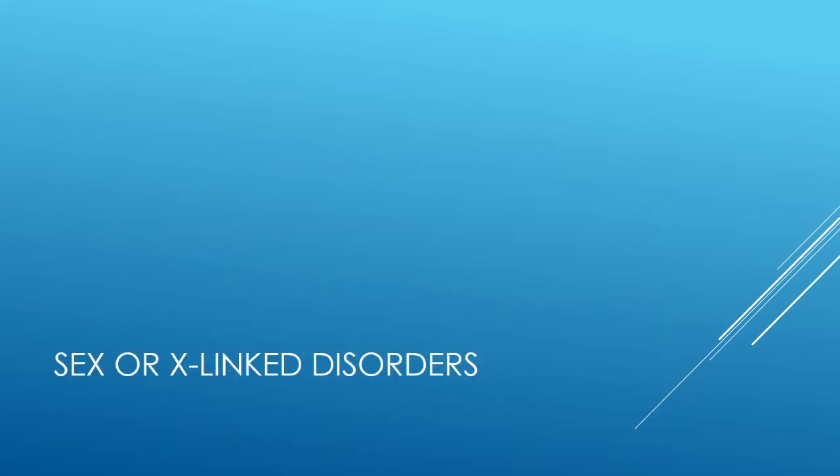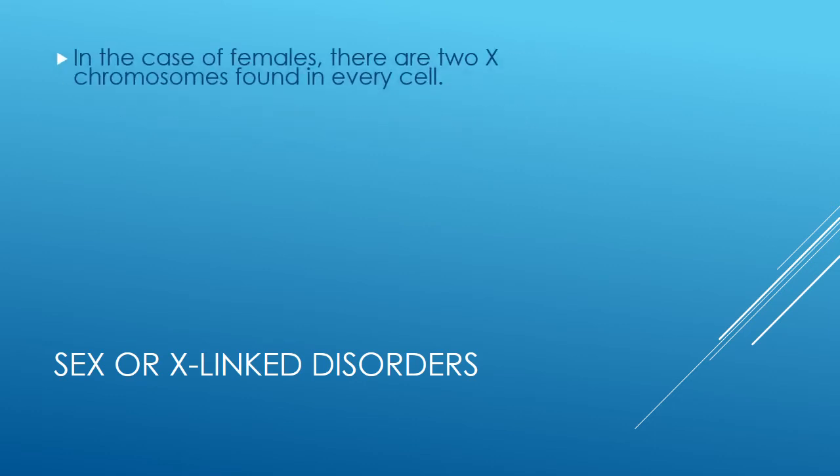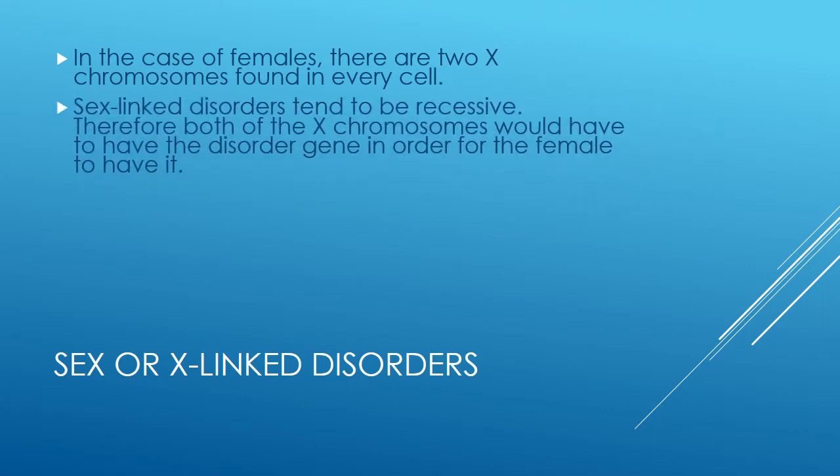All right, there's also something called sex-linked disorders. There are certain genes that are found only on the X and Y chromosomes. With females, we already established this. There are 2 X chromosomes found in every cell. And certain genes other than those that code for your gender can be found on that X chromosome. And sex-linked disorders in general tend to be a recessive trait. So in order for a woman to have a sex-linked disorder, both of the alleles on the X chromosome would have to be messed up and have the disorder gene.